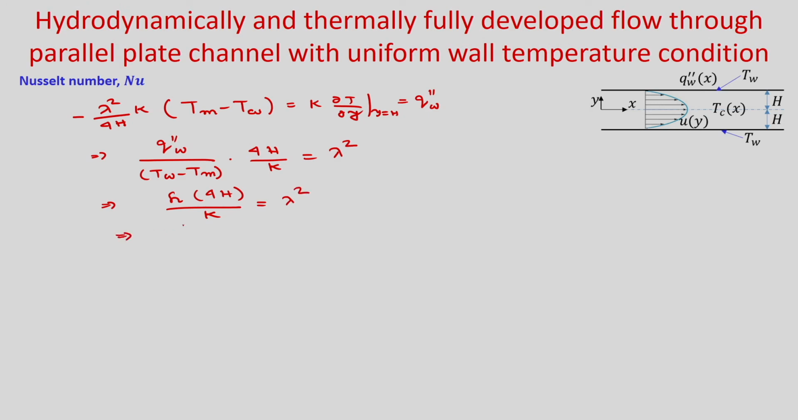So, that means the Nusselt number based on hydraulic diameter 4h is equal to lambda square, and lambda square value we have found as 7.536. Okay. So, we have seen that the Nusselt number based on the hydraulic diameter, for this problem the hydraulic diameter is 4h, is equal to lambda square, and lambda square we have already found, that is your 7.536. So, let us summarize.